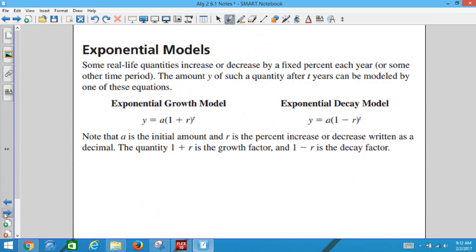So here's where we really need to read the problem and use the formulas. We have two models: an exponential growth model and an exponential decay model. There's only one difference: plus or minus. If it's growing, it's plus. If it's decreasing, it's minus. The growth factor B has to be greater than 1, so it has to be 1 plus something. And the decay factor B is between 0 and 1, so to get that decay factor, it's 1 minus something.